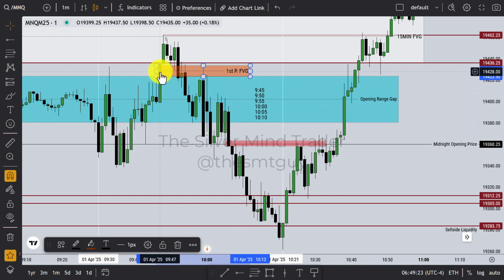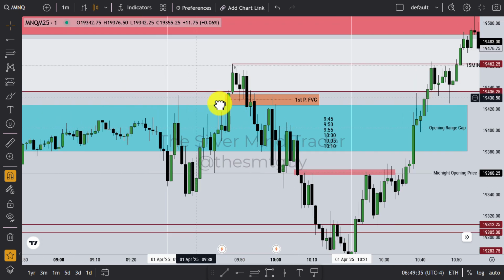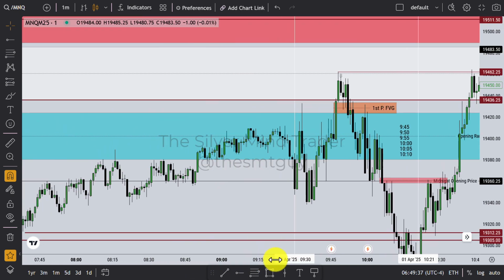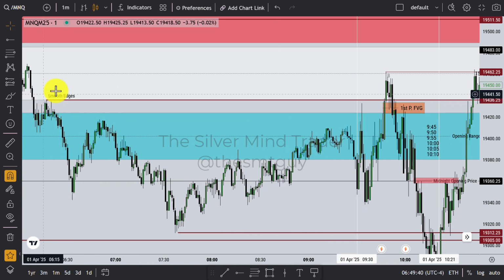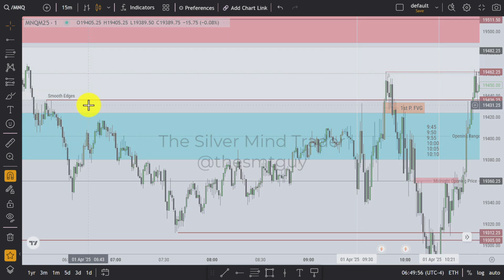We have this first presentation fair value, and now if we come to look at it in pure analysis form, we have these relative equal highs, these smooth highs here. So we traded up at 9:53, failed to get into this 15-minute CB where we want to see price start rejecting from because of that displacement. Look at that 15-minute chart.